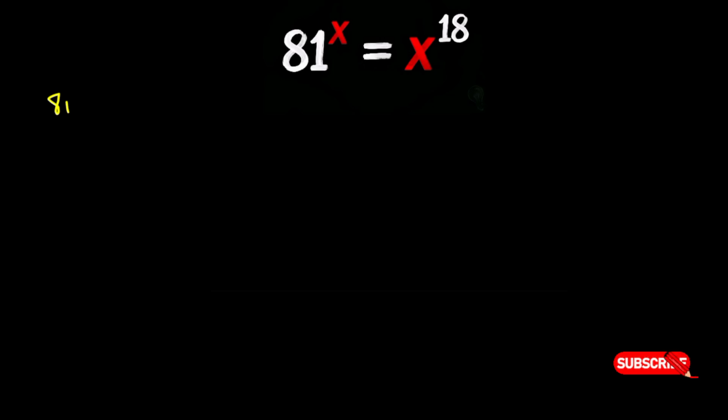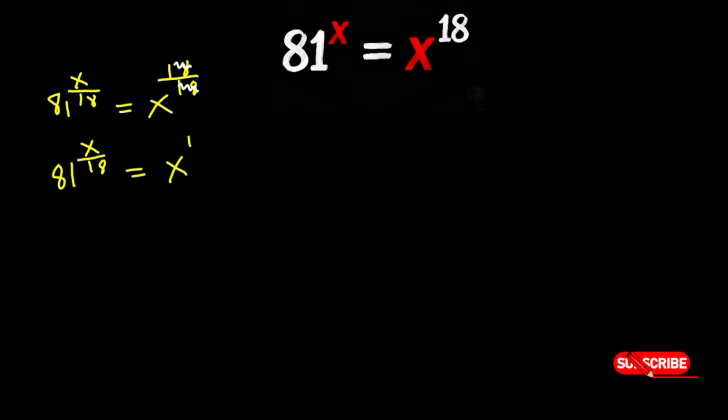We will be solving this equation with two unique methods. So we start by raising the power of both sides to 1 over 18, and that equals x to the power of 18 over 18. So we know that 18 cancels 18, and then we'll be left with 81 to the power of x over 18, and that equals x to the power of 1.